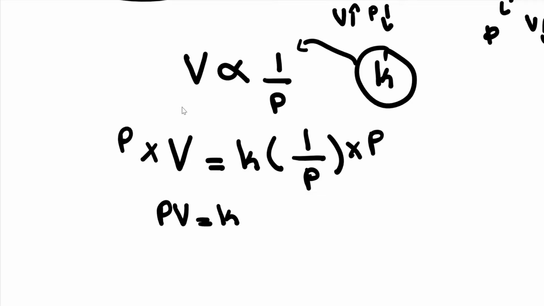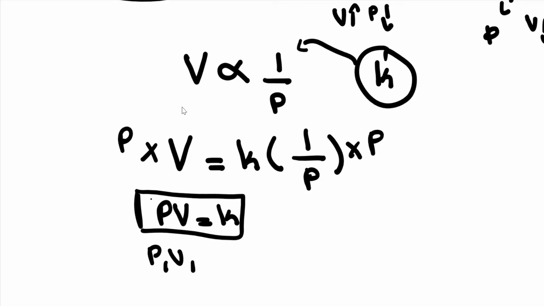So this is what this proportion simplifies to. Now, the application of Boyle's law comes down to this expression over here. Imagine I have a sample of gas at a given temperature, with one pressure, P1, and one volume, V1, and then it changes to a different set of conditions, P2 and V2.